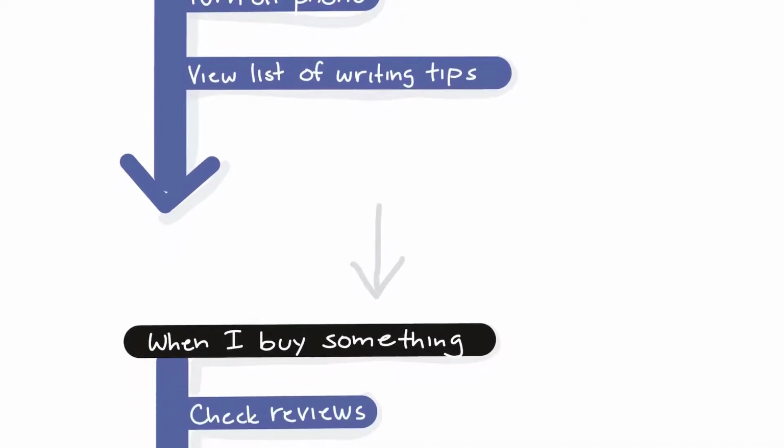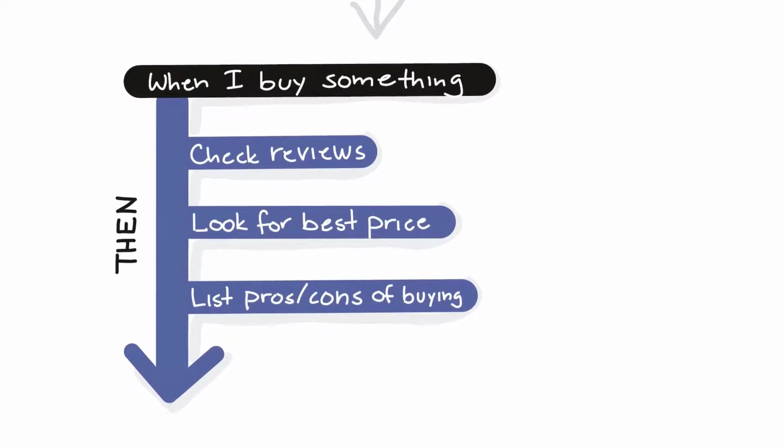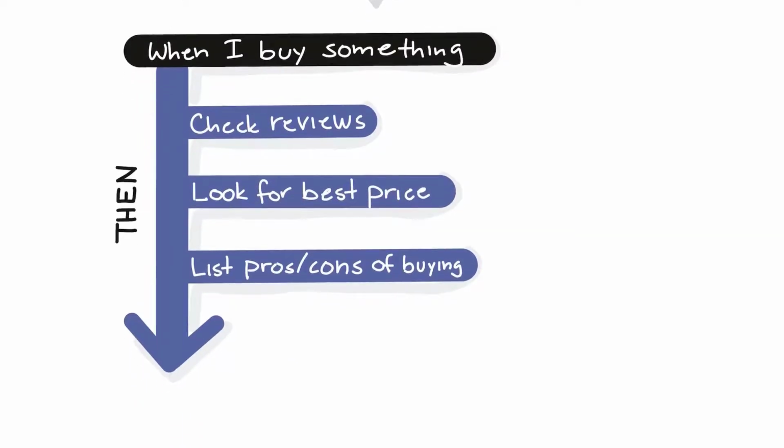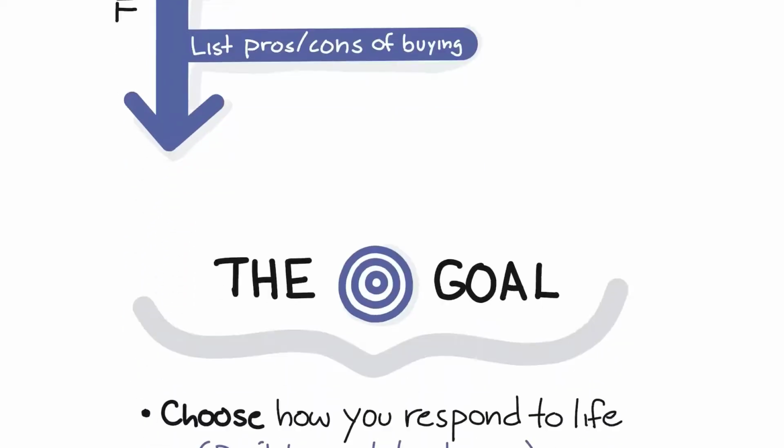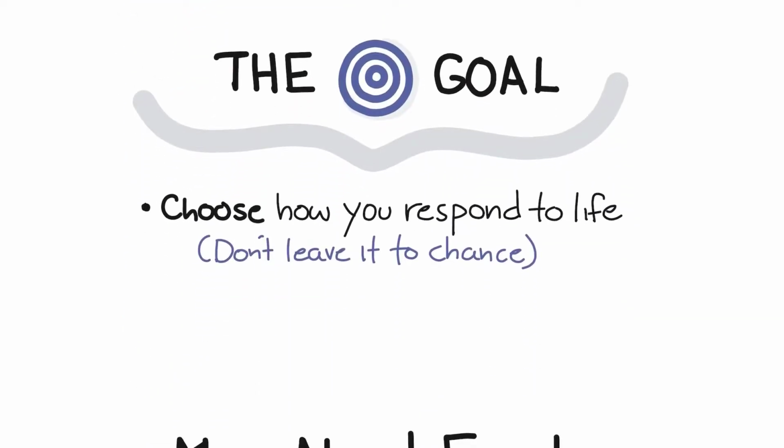One more. When I buy something I want, then I will check for reviews, look for better pricing, and mentally list the pros and cons of buying. The goal here is to choose how you respond to life and not just leave it up to chance.